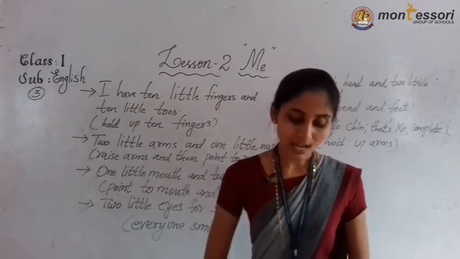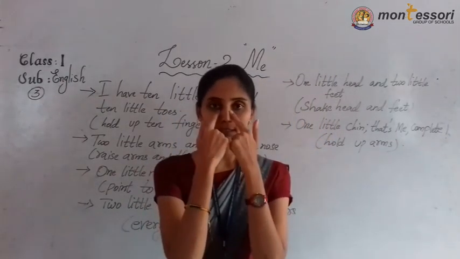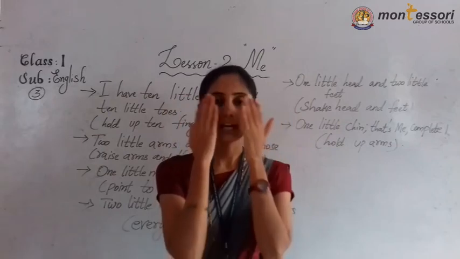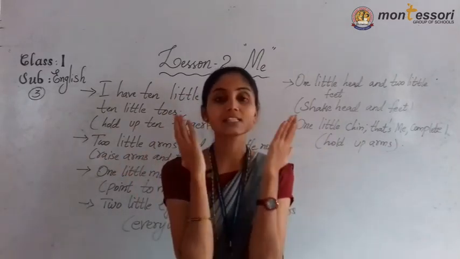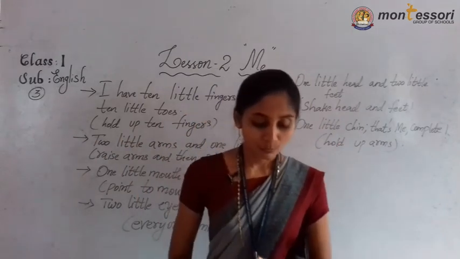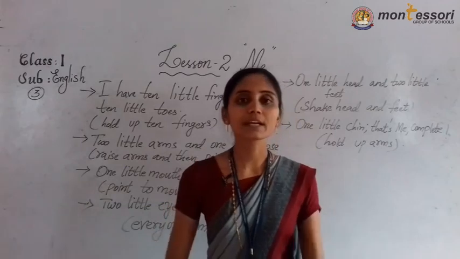Next, 2 little eyes for smiles and tears. These are our 2 eyes, right eye and left eye. With the help of eyes, we will see. With the help of our eyes, we can see. We can read, we can watch movies, we can observe everything going around us.